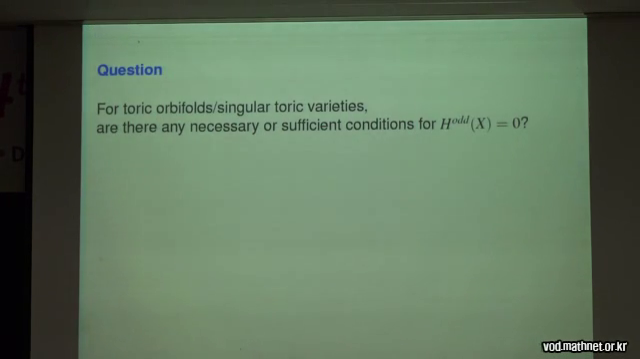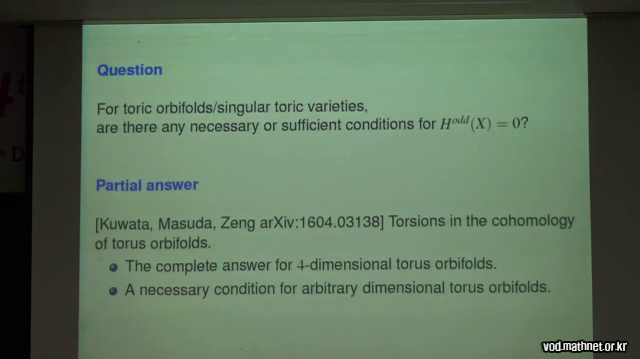There are several papers corresponding to this problem, but as far as I know, this paper by Kuwata, Masuda, Zeng is the most generalized version. They gave the complete answer for four-dimensional torus orbifolds, which are a much wider class than singular toric varieties, having orbifold singularities. And they gave some necessary condition for arbitrary dimensional torus orbifolds.